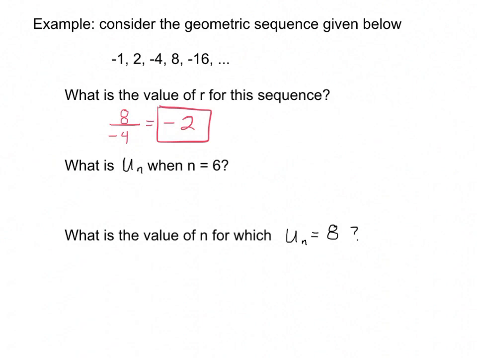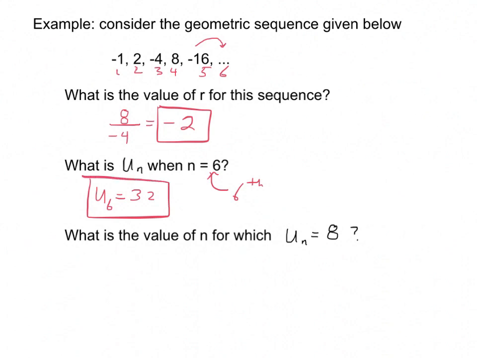You might have put 2 over negative 1. That's fine. Okay. Next up, what is U sub n when n equals 6? Okay, so they're asking what is the 6th term, right? This is the first term, second term, third, fourth, fifth, 6th, so I need the next one in line. If I just multiply negative 16 by negative 2, I'll get that U6 is positive 32.